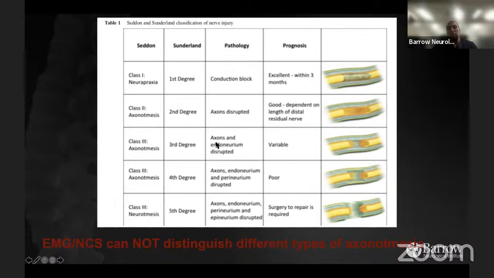In the third degree, the axon is disrupted along with the endoneurium. And in the fourth degree, also the perineurium is disrupted. So essentially, Sunderland's contribution was that the more the microstructure of the nerve is disrupted, the worse the recovery. So the third degree has a better recovery than the fourth degree. And the fifth degree is a neurotmesis. That is a complete discontinuation of the nerve and all its microstructures: the axon, endoneurium, perineurium, and epineurium. These are potential candidates for surgical repair.